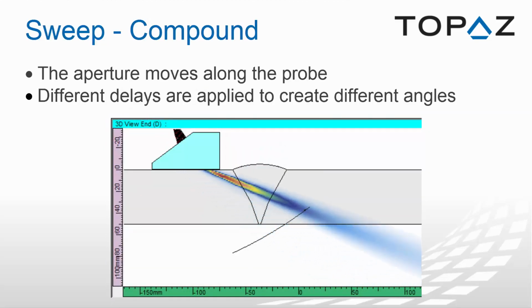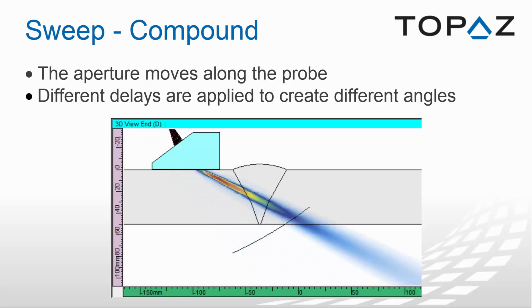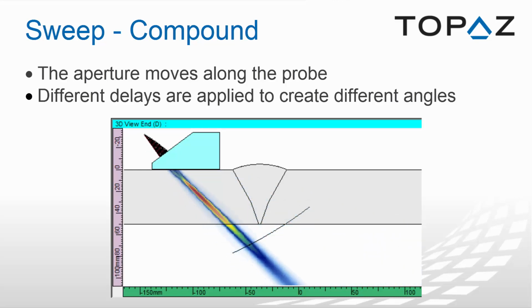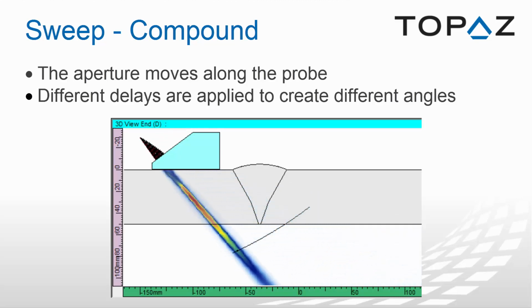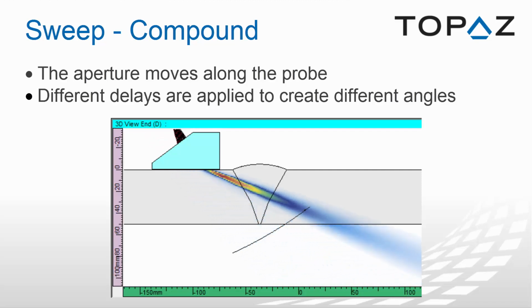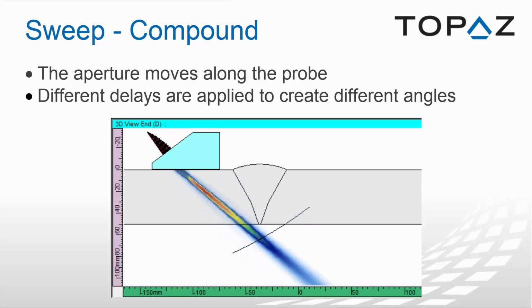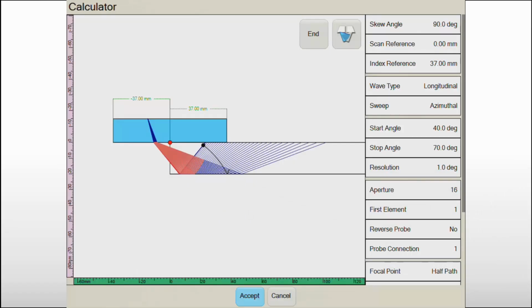Lastly, we have a compound sweep. A compound sweep uses an aperture that moves along the probe to create each beam. As seen in the animation, the set of elements creates one focal law, and then you need to move by the selected resolution to create another one, and so on, applying different delays to create each angle. In this case, we will select the linear sweep.